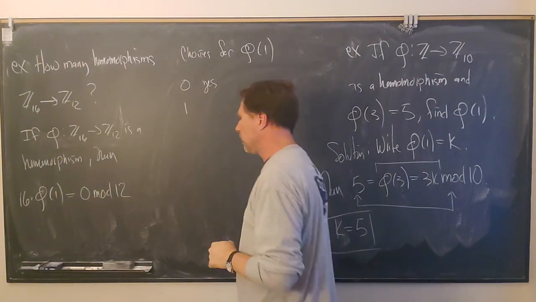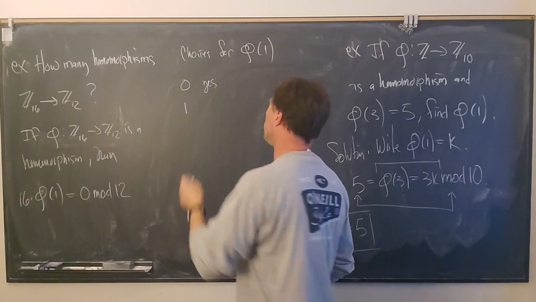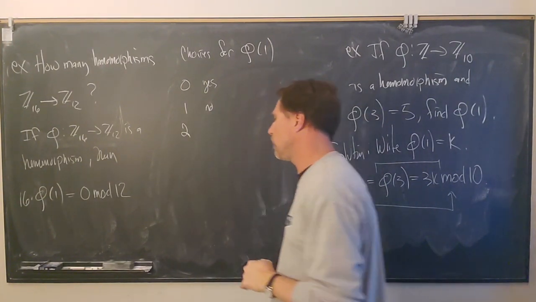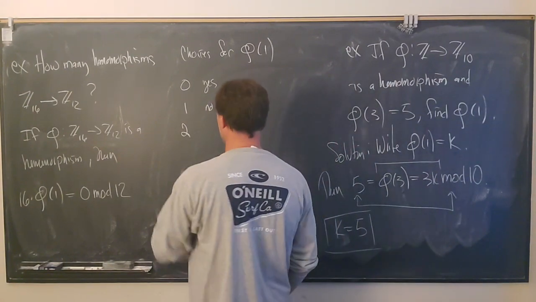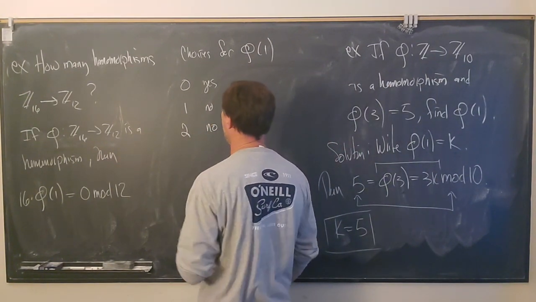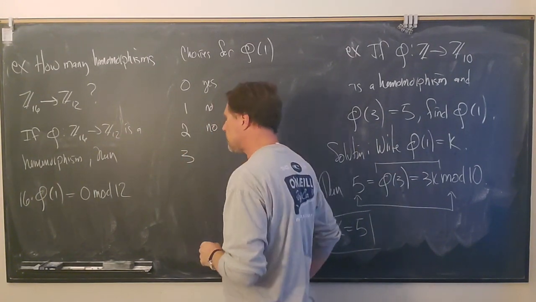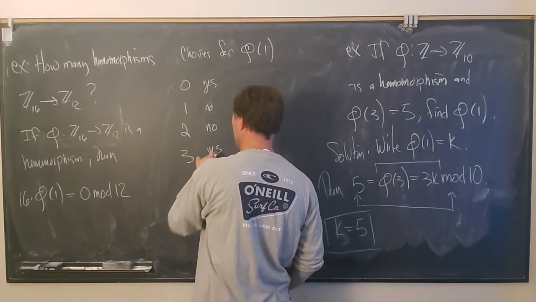So let's see, is 16 times 1 equal to 0 mod 12? No. How about 2? 16 times 2 is 32. Mod 12 is not 0, so there's a no. How about 3? 16 times 3 is 48. Mod 12 is 0, so yes.